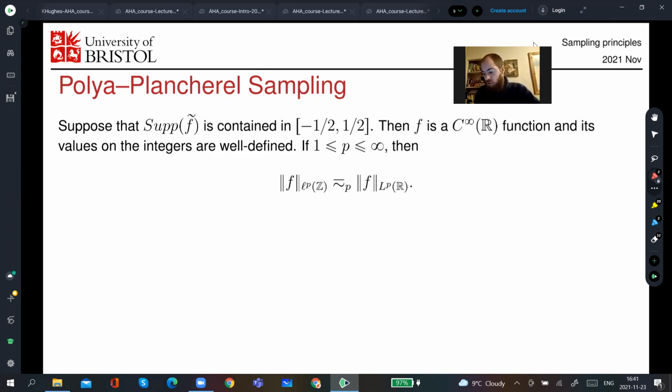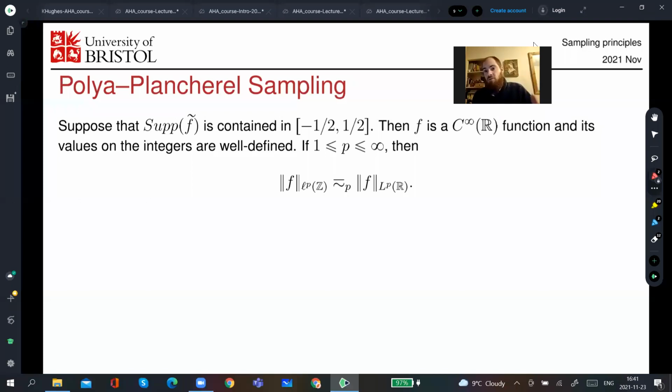Right. Before I sort of justified why it's a smooth function and its value on the integers are well defined. But now the thing I want to go over is that the LP norms are comparable. Which LP norms? If I look at the function on Z and I calculate its little LP norm as a sequence, that is comparable to the big LP norm as a function on R. Okay. A priori, this wouldn't make any sense. If you just took a generic function f in LP for some fixed p, say p equals 1, so you take a generic Lebesgue integrable function, it is not defined.